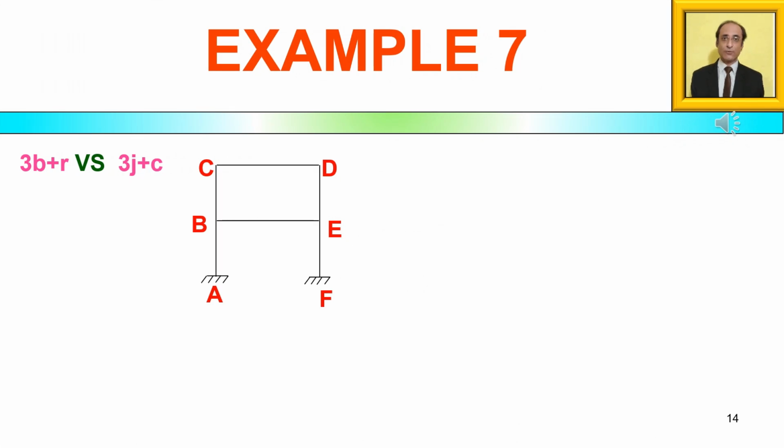Let us consider the same two-story frame with one difference, that there is a hinge at joint P. Now when we compare the terms 3b plus r and 3j plus c, b, r and j remain the same. So what changes is c, the conditions of construction. So any guess how many independent conditions of construction are there?